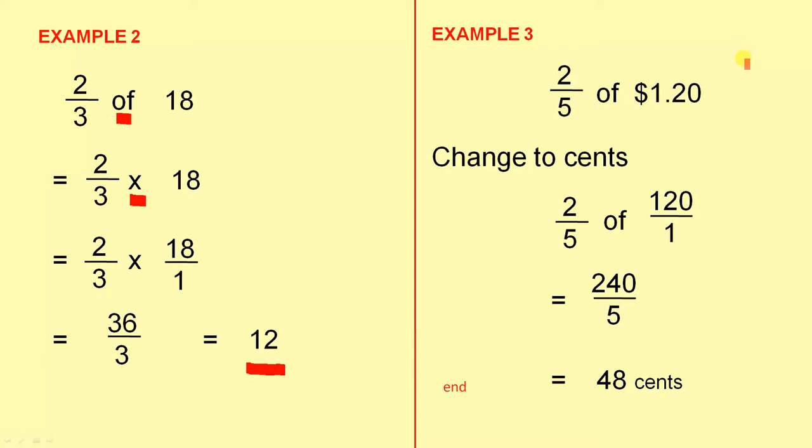Example 3. 2/5 of $1.20. Now, when you've got a situation like this, it's much easier to change that amount into cents. So change to cents. So 2/5 is the fraction, which is 2/5 of 120 over 1. Okay? Now, I've done this the short way because we remember that of means multiplication. So once you become very good at this procedure, you can leave 1 or 2 steps out.